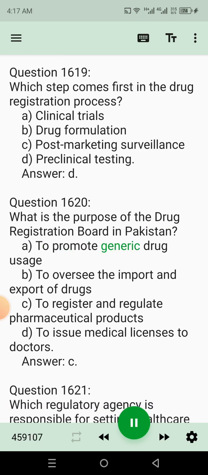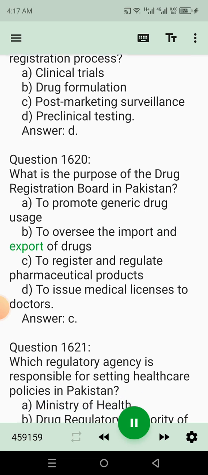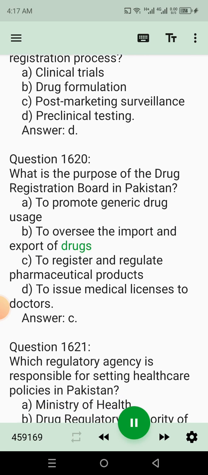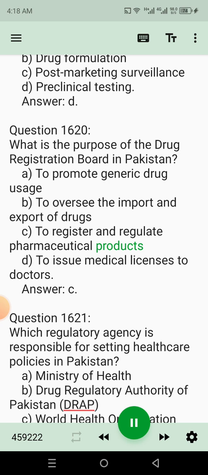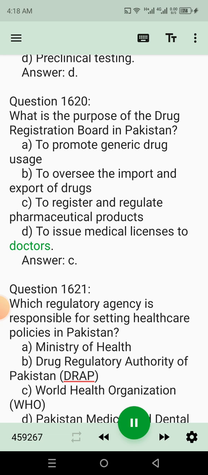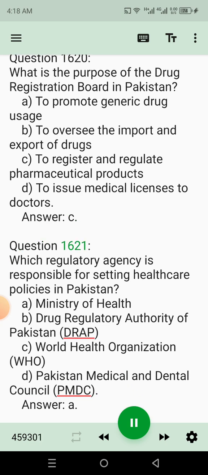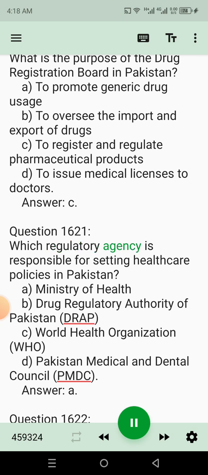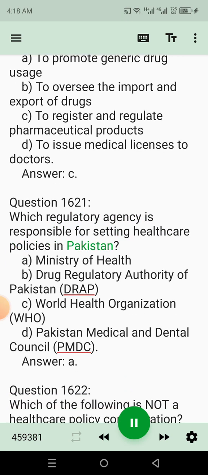Question 1620. What is the purpose of the Drug Registration Board in Pakistan? A. To promote generic drug usage. B. To oversee the import and export of drugs. C. To register and regulate pharmaceutical products. D. To issue medical licenses to doctors. Answer: C.